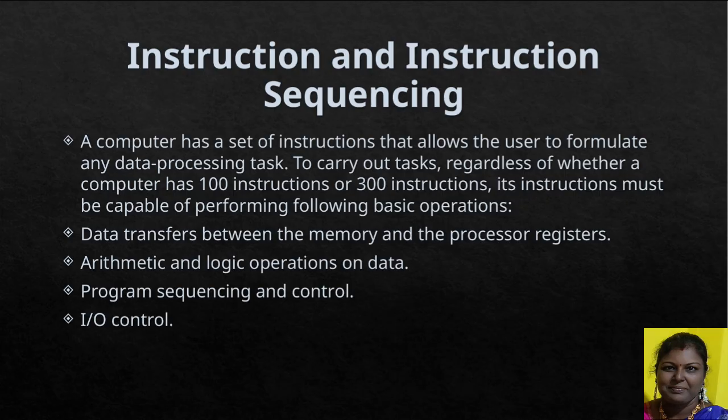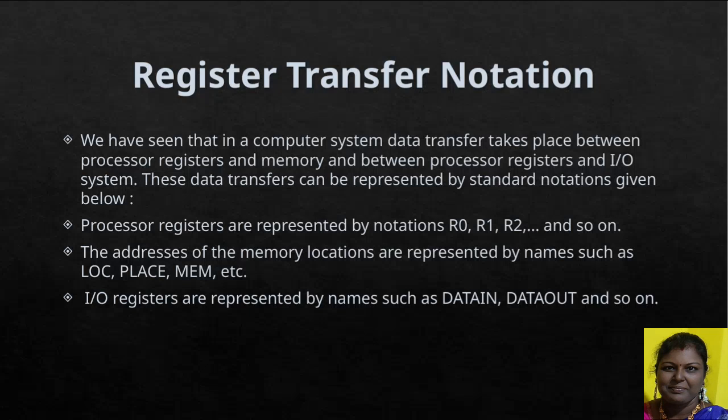So far, we've looked at how data moves inside a computer system, between processor registers, memory, and the input-output system. To keep track of these transfers, we use a standard set of notations. Processor registers get labels like R0, R1, and R2. Memory locations are named something like LOC, PLACE, or MEM. And for I/O registers, we use names such as DATAIN and DATAOUT. This system of naming helps us clearly describe data movement. It's called register transfer notation.